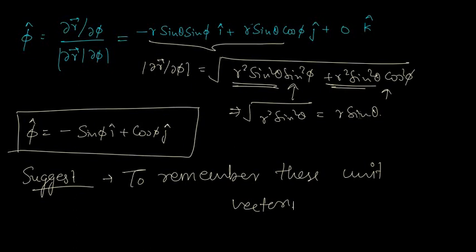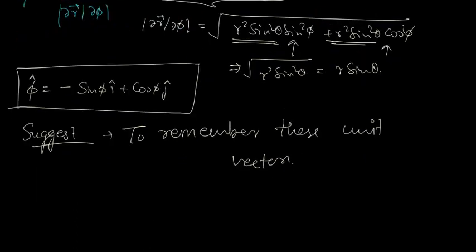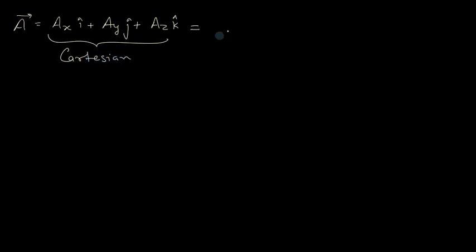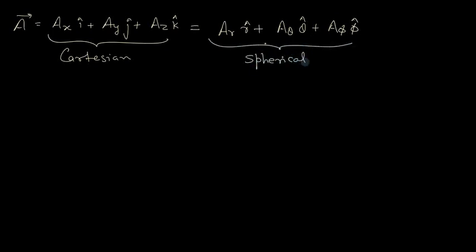Let's go further on spherical polar coordinates. Before going to the next, let me introduce a matrix representation of this. If I have a vector, let's say it's Ax i cap plus Ay j cap plus Az k cap, this is written in Cartesian. The same vector you can write as Ar r cap plus Aθ θ cap plus Aφ φ cap. This is written in spherical. So there is a relation between i, j, k and r, θ, φ, which I just discussed.